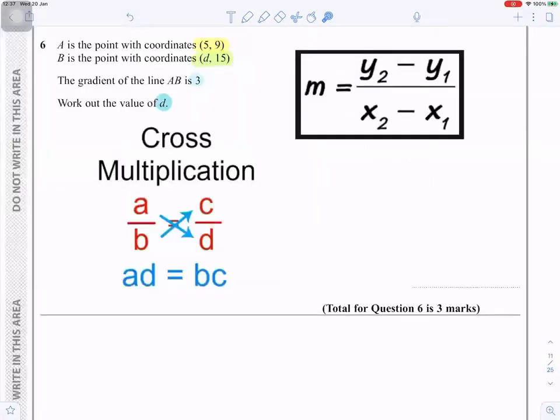Question number 6. A is the point with coordinates 5, 9. B is a point with coordinates D, 15. The gradient of the line AB is 3. Work out the value of D.